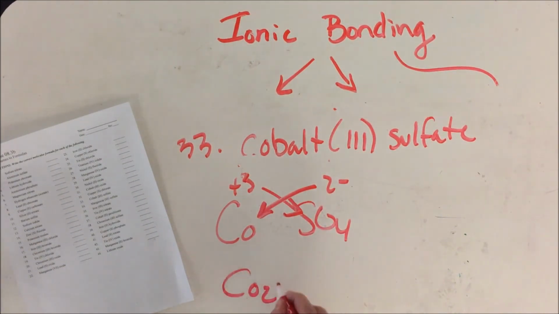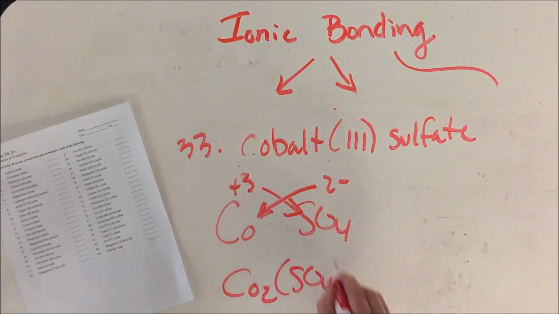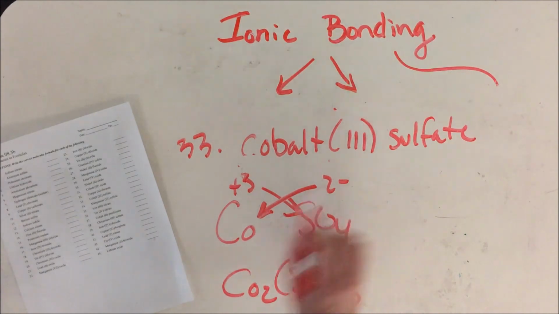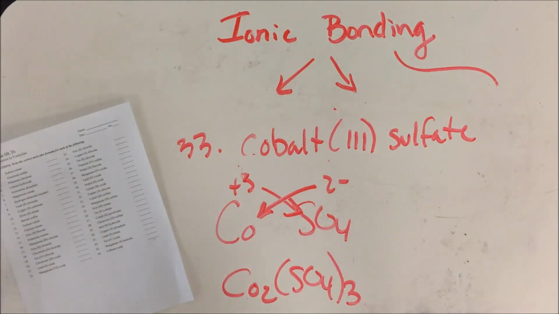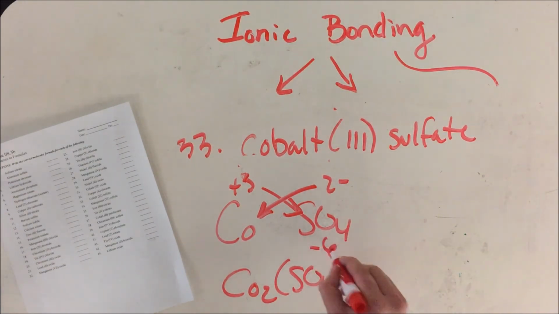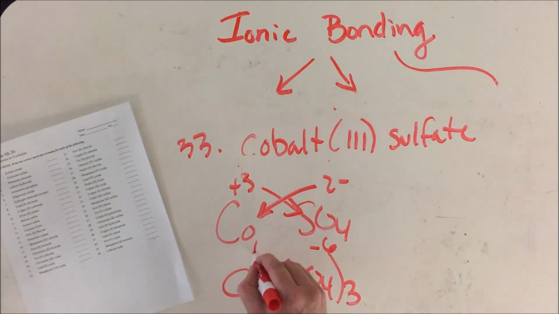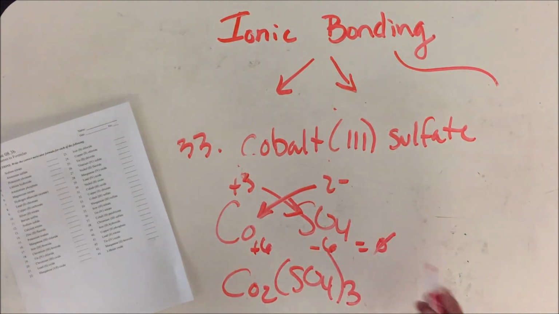Notice it'd be Co2(SO4)3. I literally just switch my charges to each opposite ion there. Same thing, all right? And when I check myself, 3 times -2 is -6, 2 times +3 is +6. That does give me an overall net charge of 0. That's just a faster way to do it.